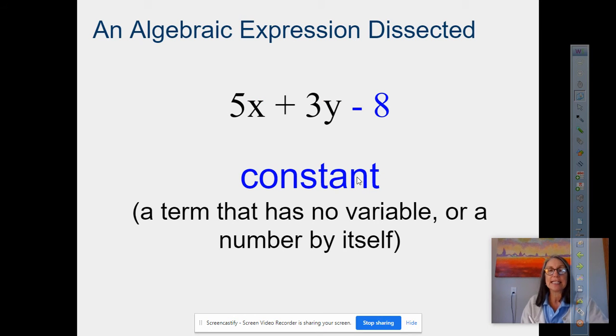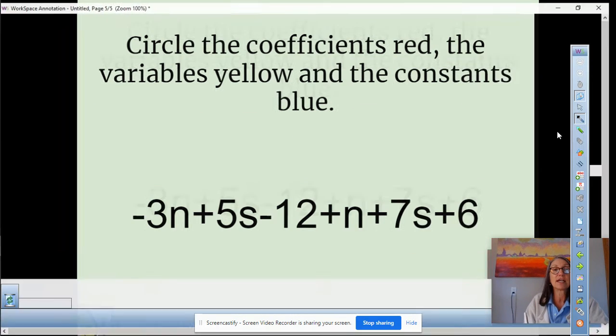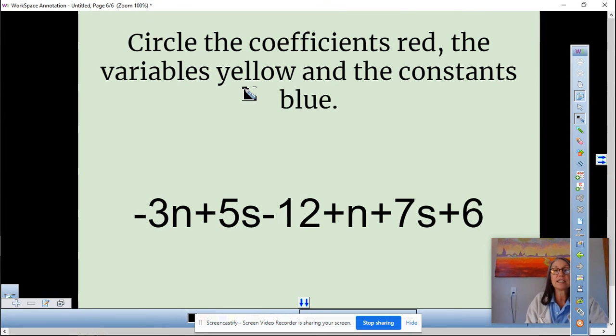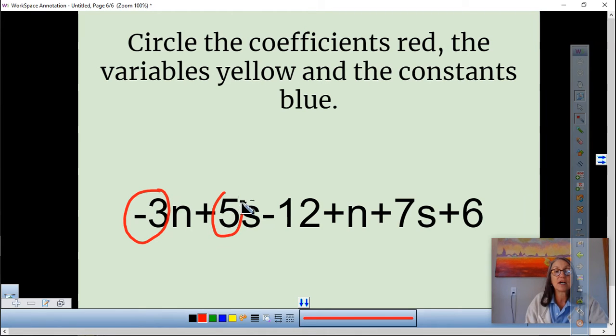And finally, -8. Notice the number in front of the 8. That's a negative, so we include it with the 8. The -8 is the constant. It's just a number, and it can stand alone. We want to circle the coefficients in red, the variables in yellow, and the constants in blue. So let's go red for the coefficients. I've got -3. I've got 5. It's a positive. I've got 7.